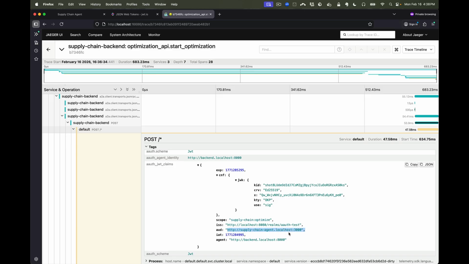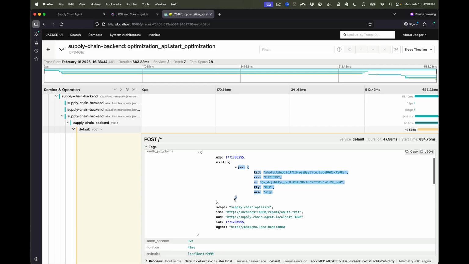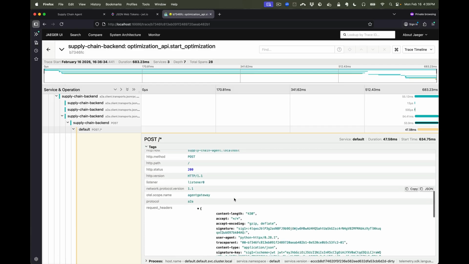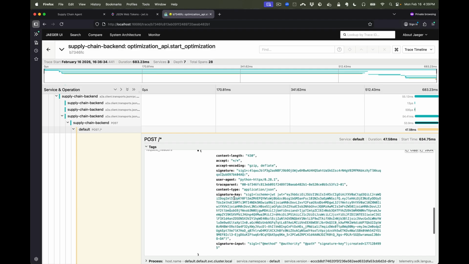This token is issued for the supply chain agent, and it is bound and tied to the identity of the backend, so only the backend can use this token. It's not a bearer token. It's tied cryptographically to the backend. All right, and so then we can see that that proceeds. We sent it in the headers as part of the message signatures.